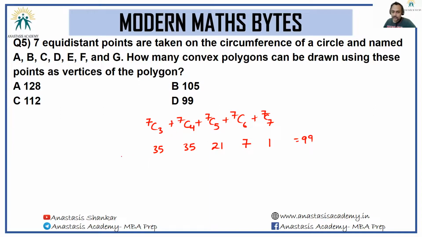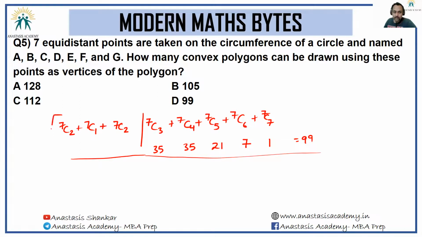Or the other thing that you can potentially do is, see, in terms of series, what is missed out? 7C2, 7C1, and 7C0. Hopefully, you know, this entire grouping together adds up, gives me 2 raised to the power 7. nC0 plus nC1 plus nC2 plus nC3 and so on, up until nCn is equal to 2 raised to the power n.